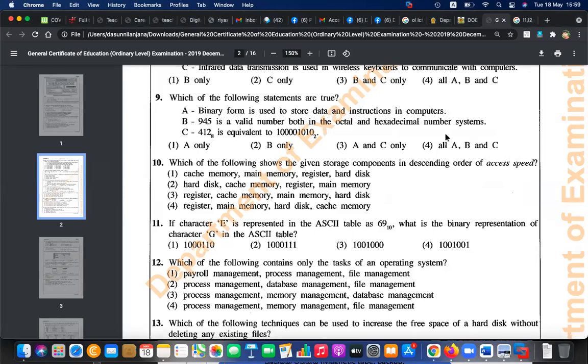Then what is the answer? Accessing speed, highest to lowest. The third one. Okay. That is the answer. Accessing speed, highest to lowest. The third one is the answer. Right. Okay.